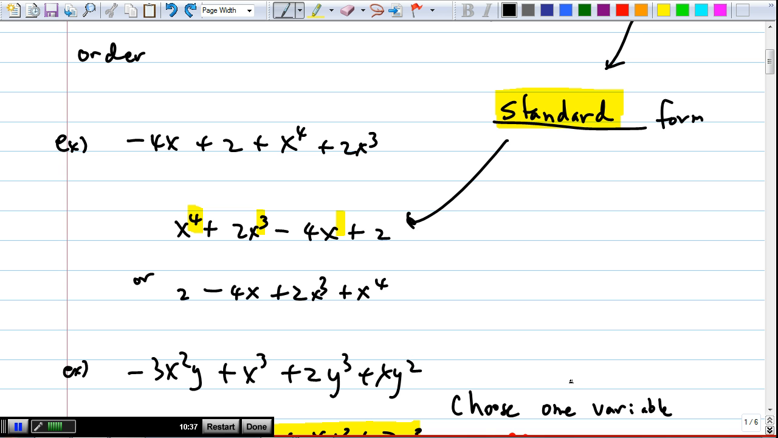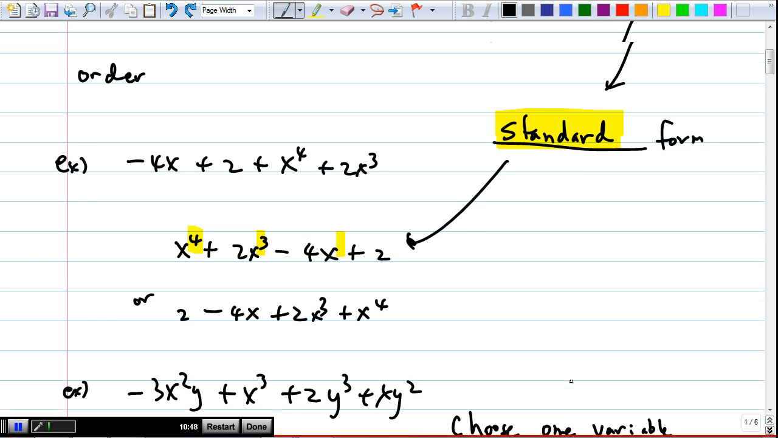Who could then tell me how to rearrange this using the degrees of the x or the exponents of the x term? Anybody? Carolina, go ahead. X cubed. Uh huh. Yep. Yeah, that's what I get.